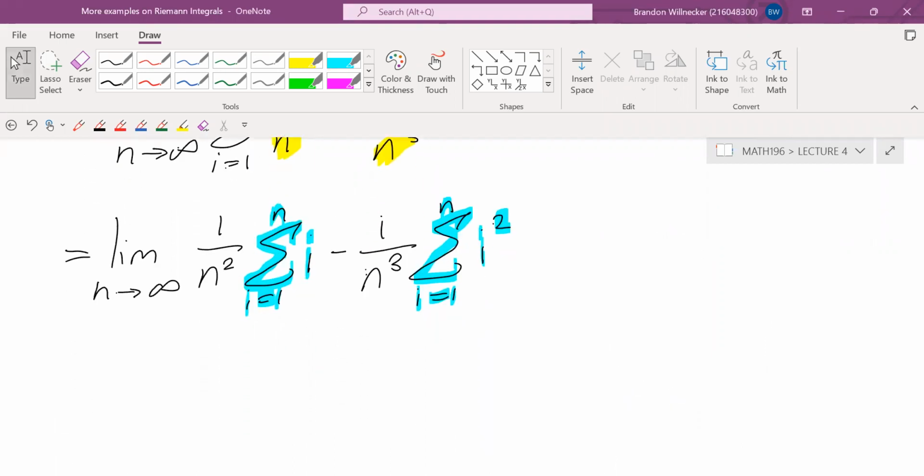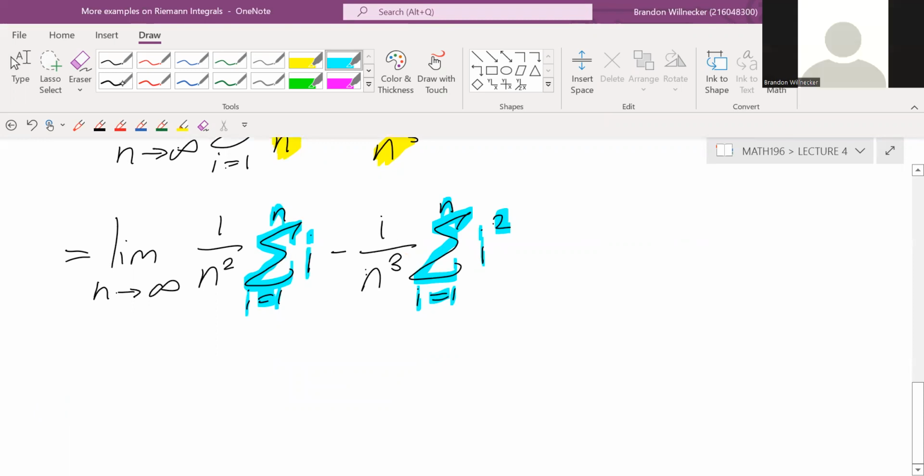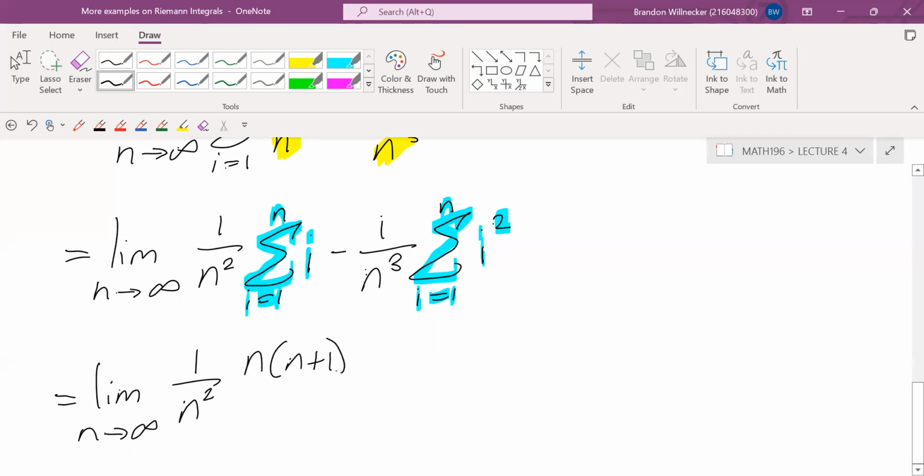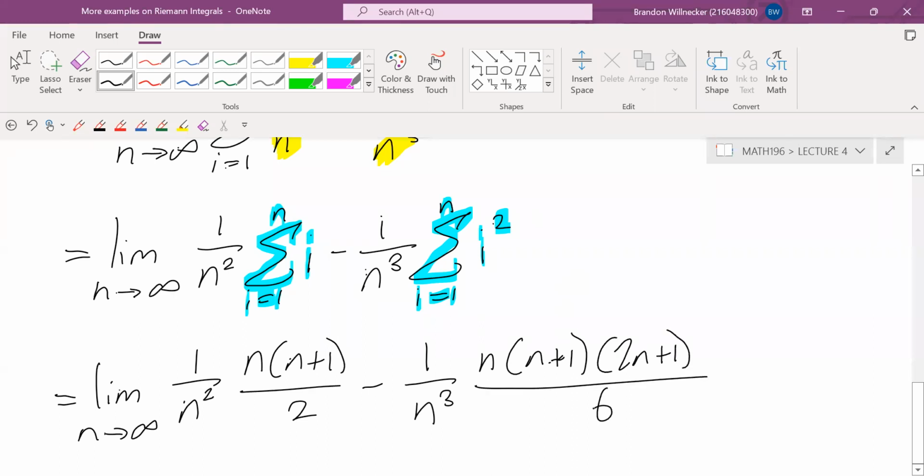So this first one we can replace. Let's replace the first one here. So that's going to be the limit as n goes to infinity, 1 over n squared. And then we replace the summation with n times n plus 1 over 2. And then the second summation we can also replace. The sum of i squared we can replace with n times n plus 1 times 2n plus 1 all over 6.